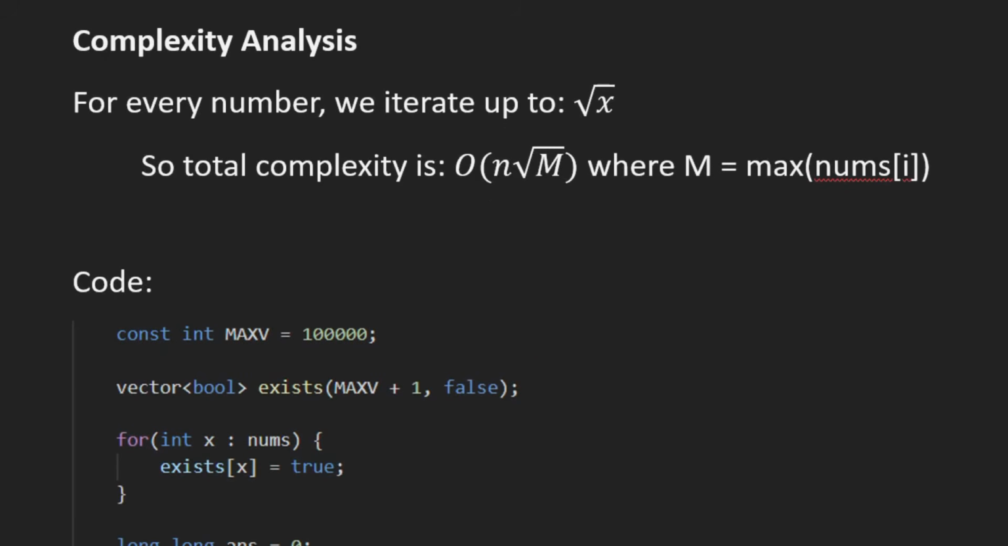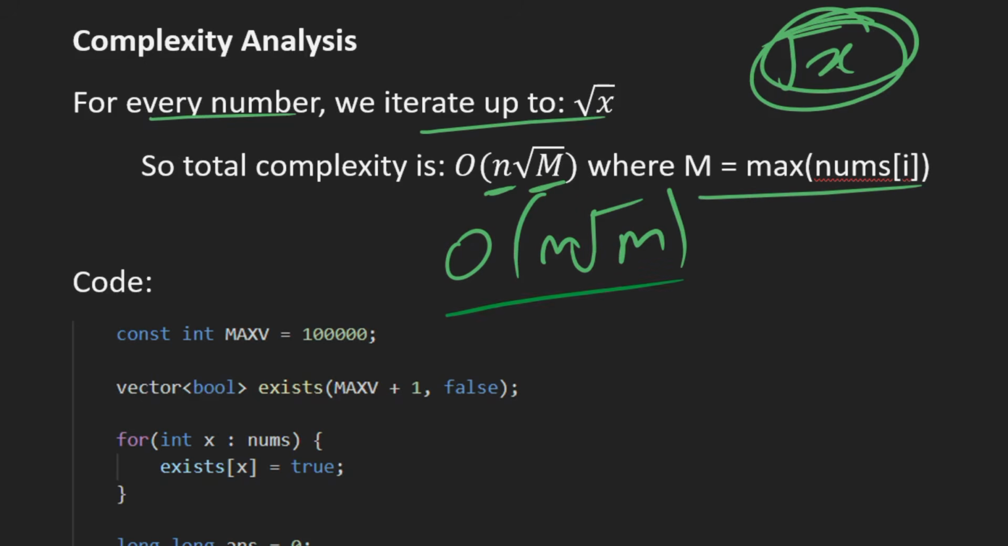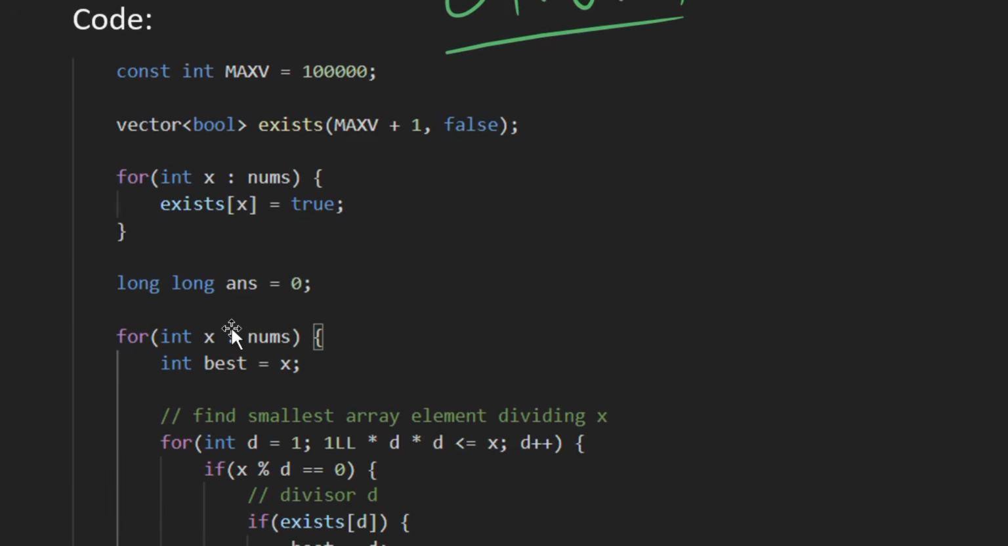So if we look at the complexity, for every number we iterate up to root x times, right? And the total numbers are n, and let's say in the worst case x will be the maximum number, so it is under root m. So the time complexity is O(n root m), where m is the maximum number of the array, right? So let's see the code of it.